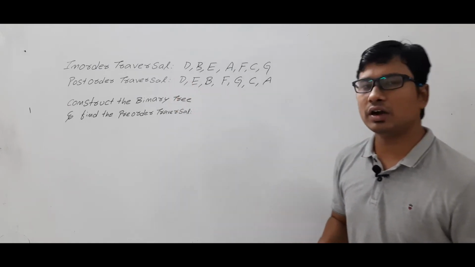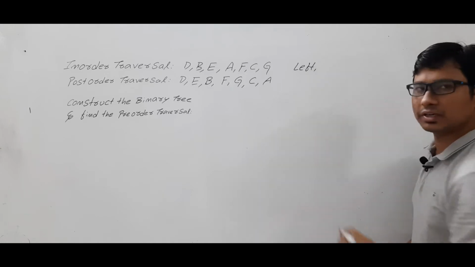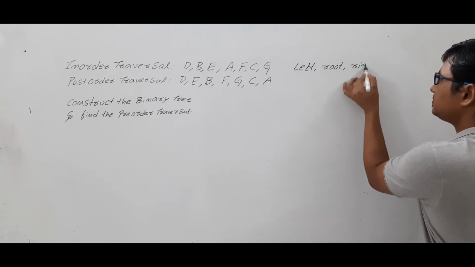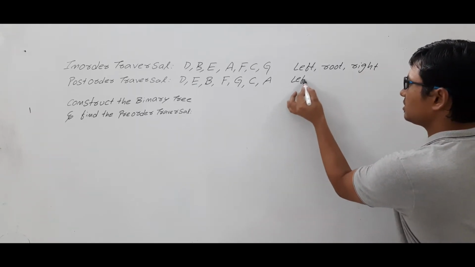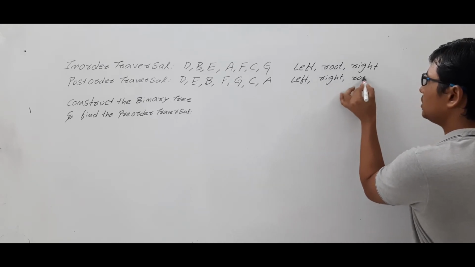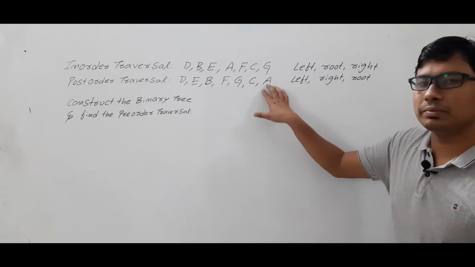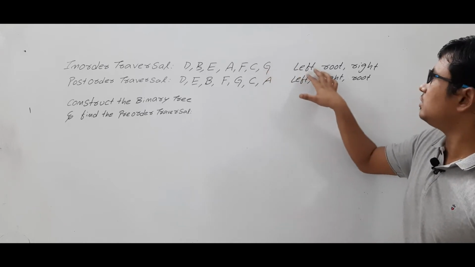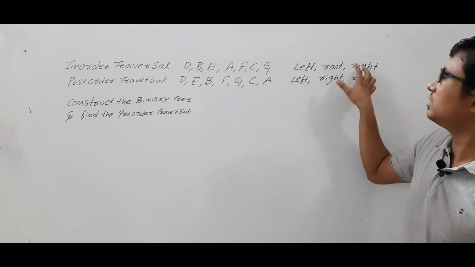Now, what is the in-order traversal? In the in-order traversal, first I will visit the left subtree, then the root, then the right subtree. Whereas in the post-order traversal, first I will visit the left, then right, then the root. So, if you look at the post-order traversal, the root will be there in the last position. Am I right or wrong? Whereas in the in-order traversal, the root will be there in the center because left, root, then right.